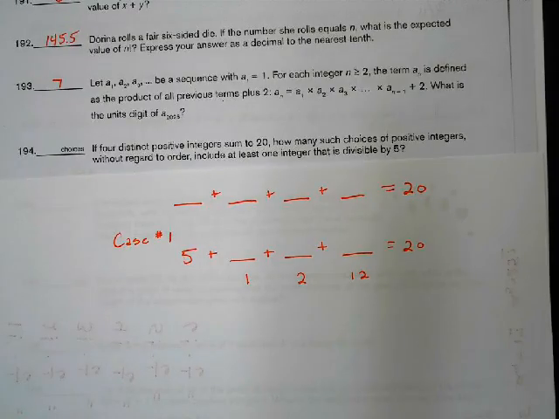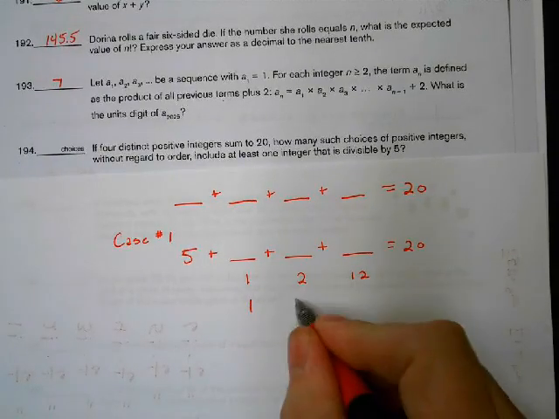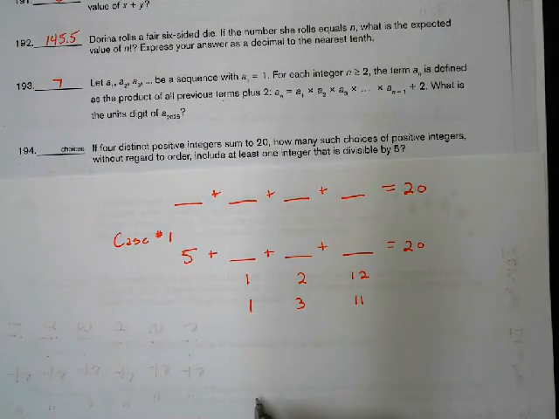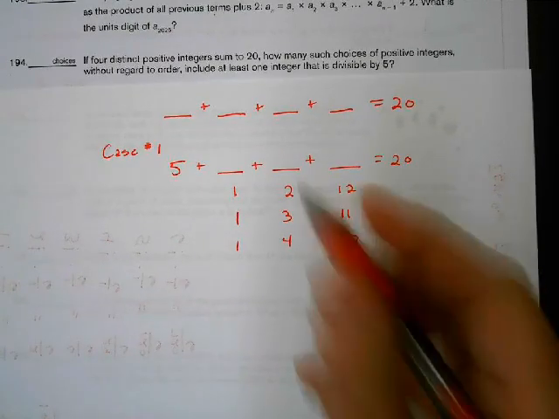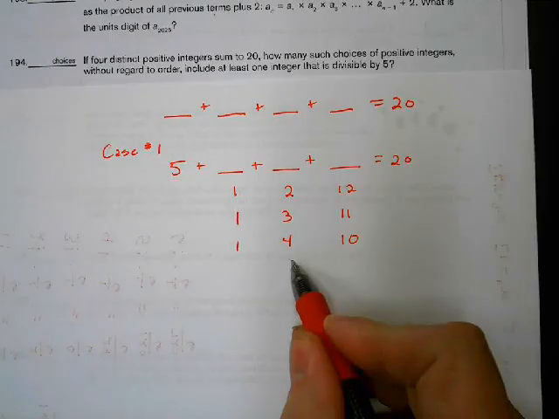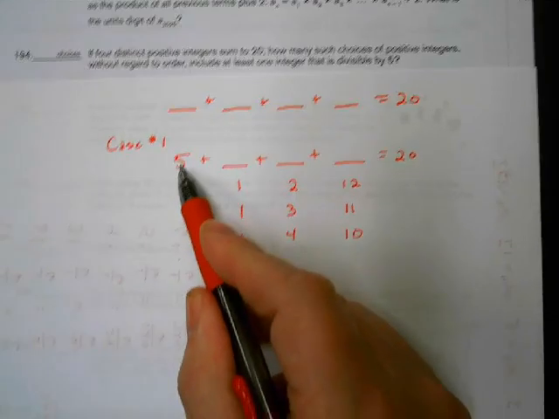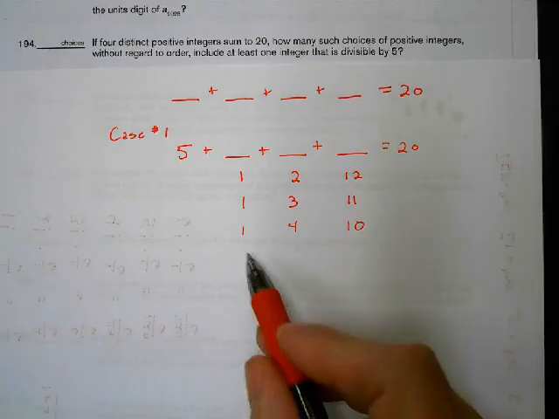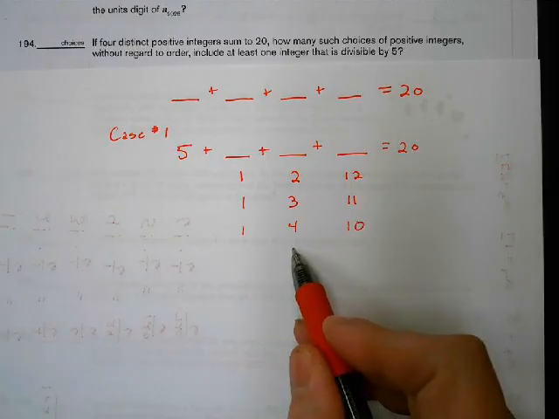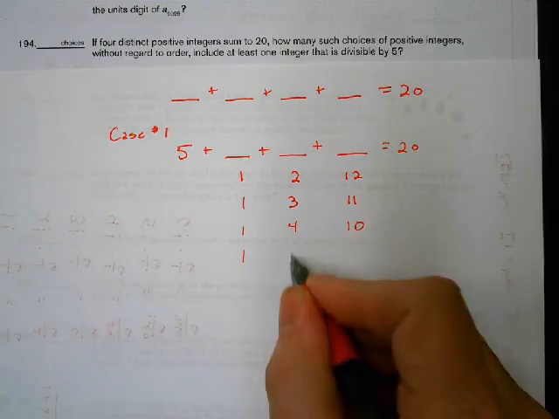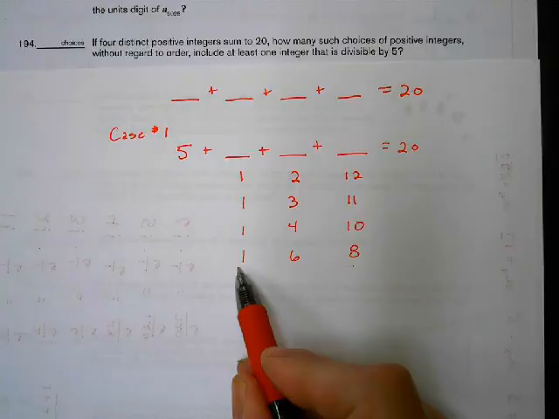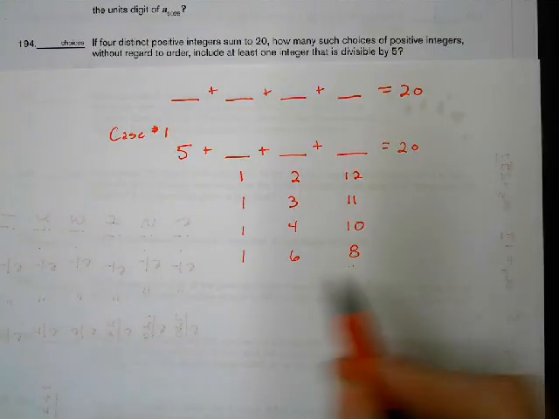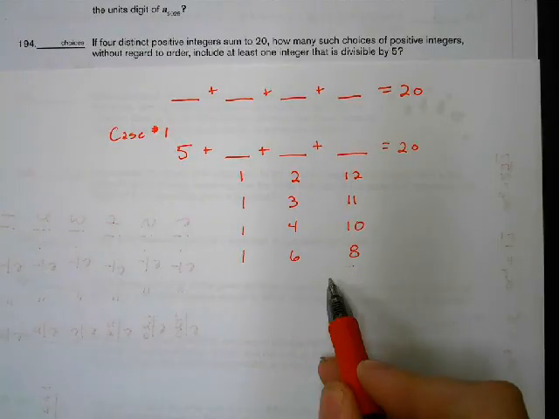Then I'm going to do 1, 3, and 11. Everything's great. Then I would do 1, 4, and 10. Things are still going great. Then I can't do 1, 5 because I've already got a 5 here. These have to be distinct numbers. So maybe I would try 1, 6. I would get 1, 6, and 8. I am tapped out on starting with a 1 at this point because my next number would be 1, 7, and 7, and then I wouldn't have distinct numbers. So I've gone as far as I can go starting at 1.